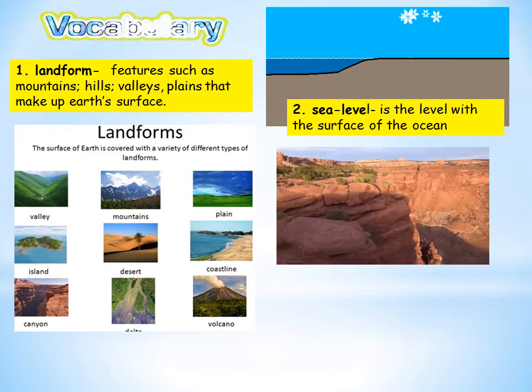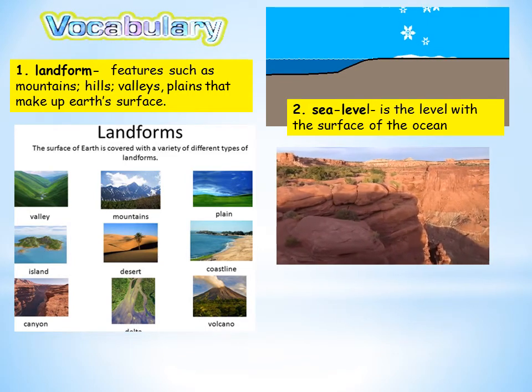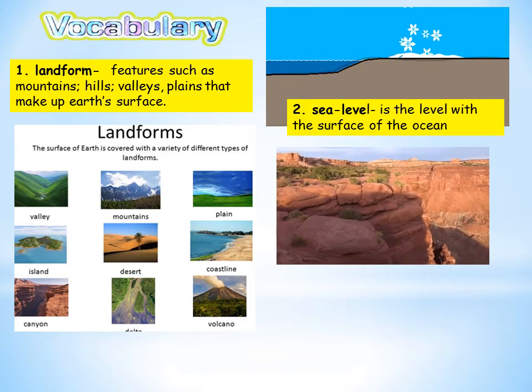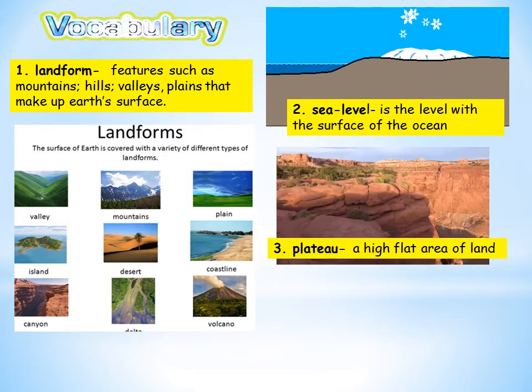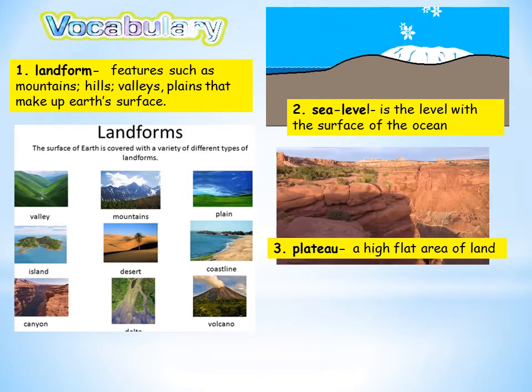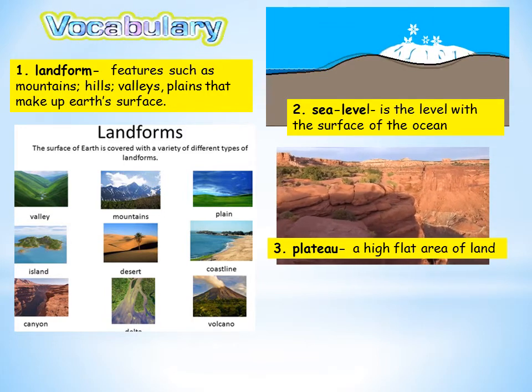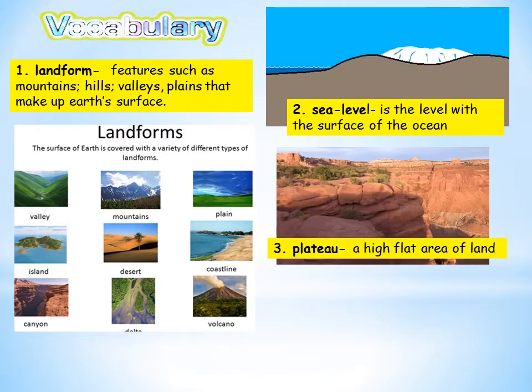Okay, number 3, look at this picture. What kind of landform is it? Yes, you might be right, grade 4. It is called plateau. It is a high flat area of land, or it is something flat on top found in mountainous areas. So the keyword here is flat. Alright, so we say it plateau.